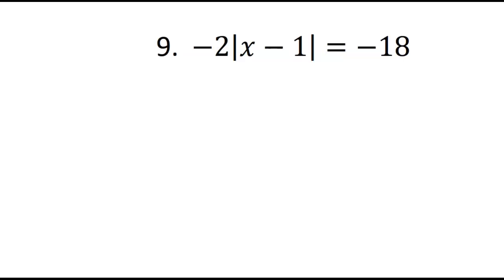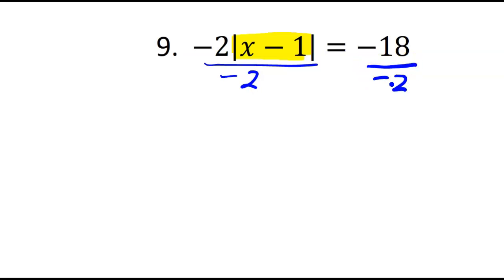Notice that we do have a negative 18, but as we said in the lesson, you can't define that as being a problem because of the fact that we don't have the absolute value isolated yet. So we need to take the absolute value piece, which is absolute value of x minus 1, and isolate that part, get it alone. So first step is to divide both sides by negative 2.